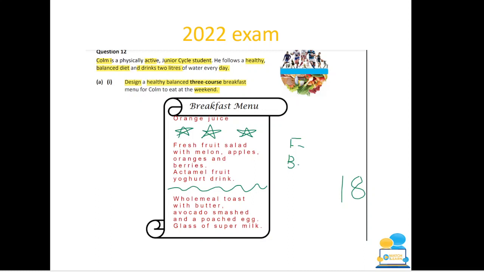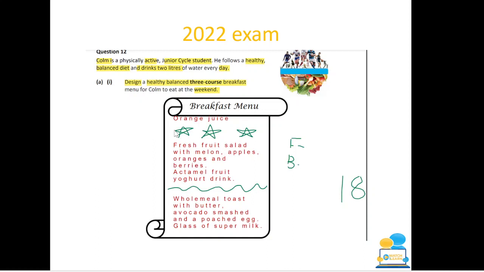Okay, so next part. Design. So design means I'm going to have to plan out something, okay? Healthy, balanced 3-course breakfast. So I know I'm going to have to make a 3-course breakfast for him at the weekend. Now, the reason I've highlighted weekend is because at the weekend he's not in school, so he could be at matches, and he could be busy enough doing different things. So he needs stuff that is easy enough to eat and isn't going to take forever to cook. So what I've gone with here is orange juice as his first food, okay, because orange juice is counted as a full meal.